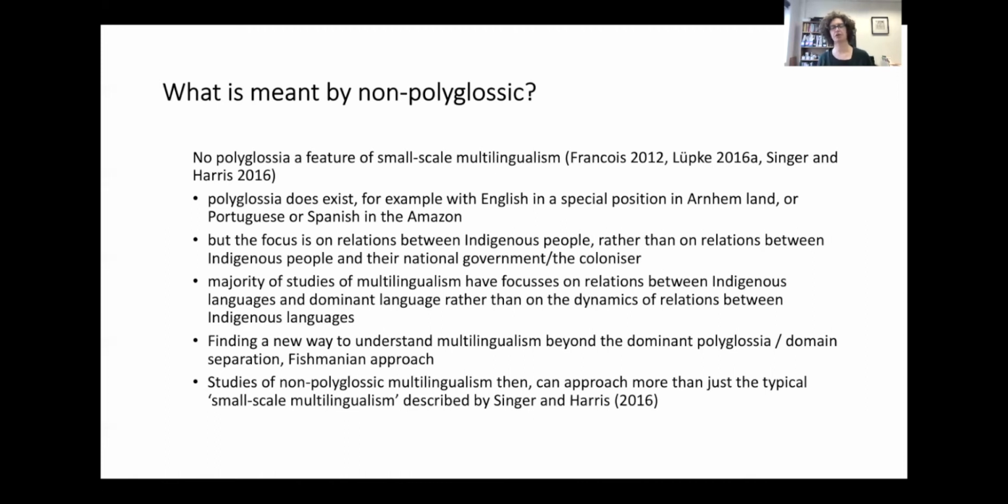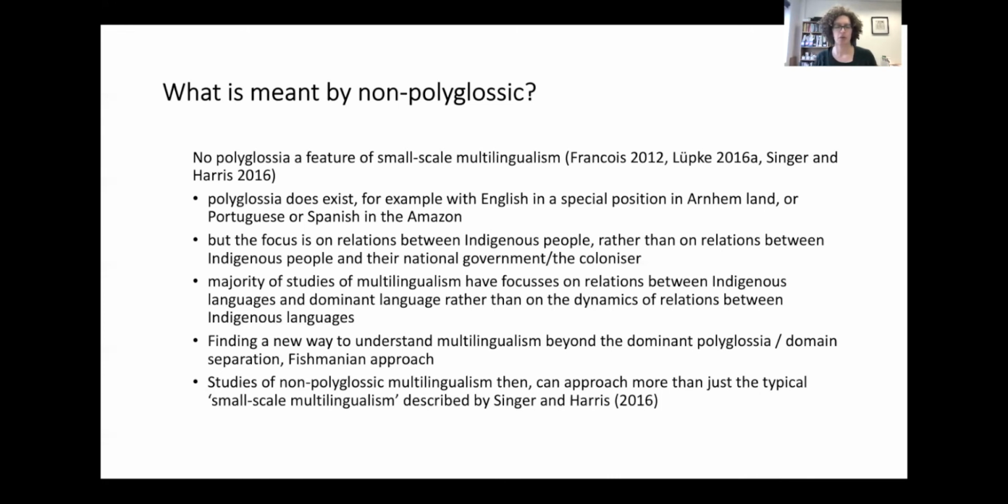So the aim of this research in small-scale multilingualism is to provide a counterpoint to that and say, yes, obviously this dynamic between Indigenous languages and the dominant language is important, and obviously it's what is driving language shift in a lot of areas, but the dynamics of relations between Indigenous languages is also important. And through shifting this focus, trying to find a new way to understand multilingualism beyond the dominant way of looking at it in terms of polyglossia, domain separation, so basically the Fishmanian approach.